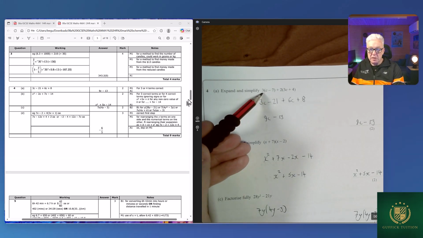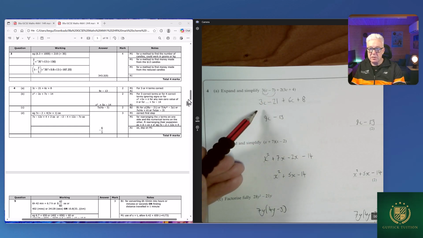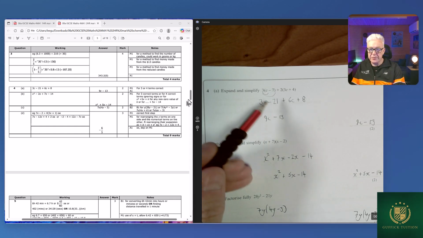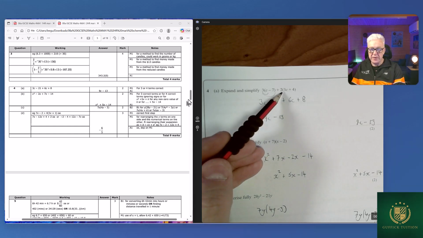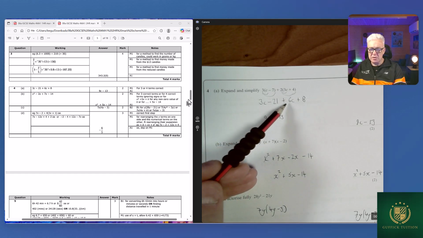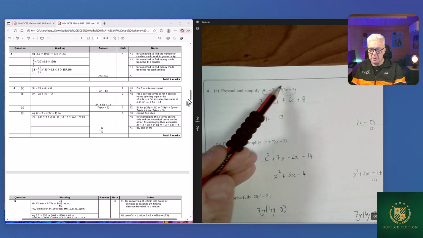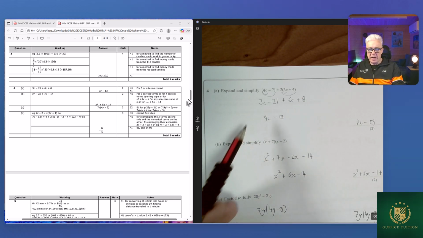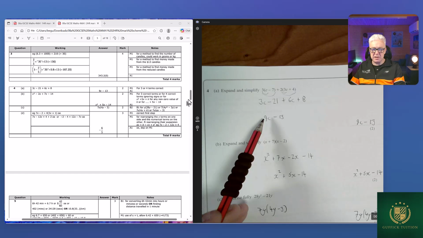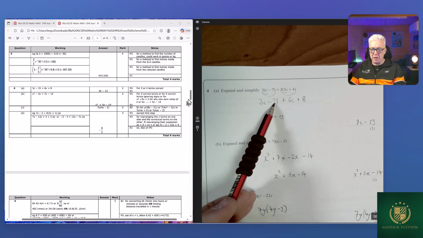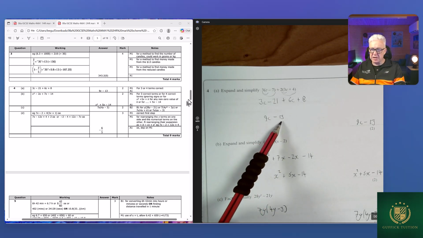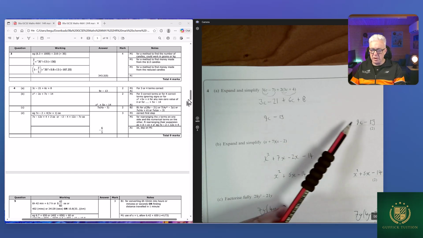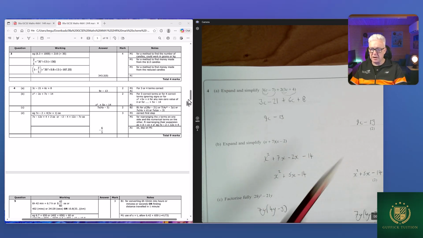So we're going to do 3 times c and 3 times 7, which is 3c and minus 21, or 3 times minus 7, should I say. Then we're going to do 2 times 3c and 2 times 4. 2 times 3c is going to be 6c, and 2 times 4 is going to be 8. We then collect like terms. So we have 3c add 6c is 9c. And then we've got minus 21 add 8 is minus 13. So that goes to 9c minus 13 is our answer for question 4a.